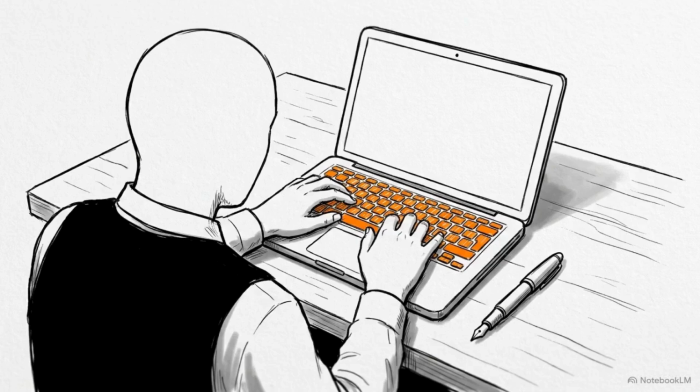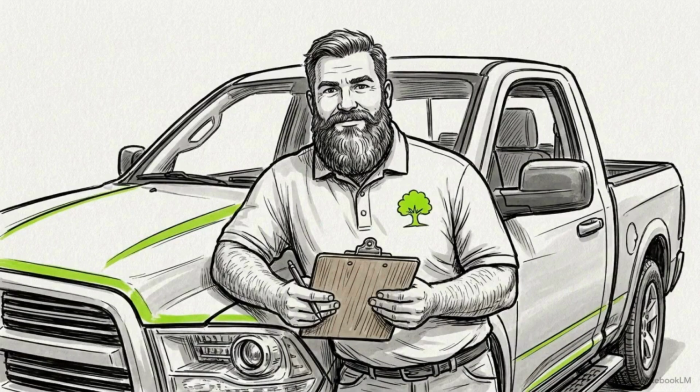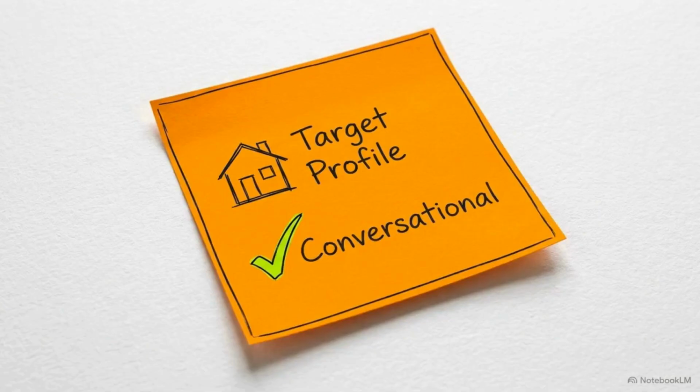Type the heading, Who You Are. This is where you define your business identity. You need 3 specific details here: what you sell, who your audience is, and your actual conversational tone. For example, if you run a landscaping company, you might write, "My audience is busy homeowners. My tone is friendly but direct, and I never sound like a corporate call center."